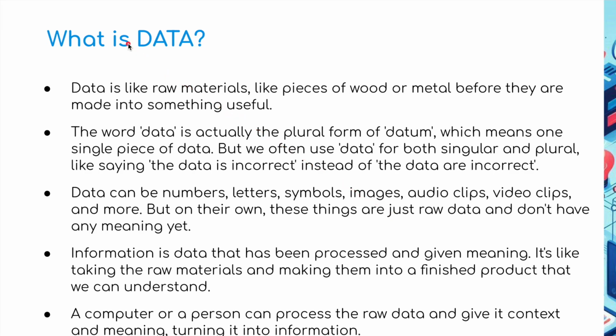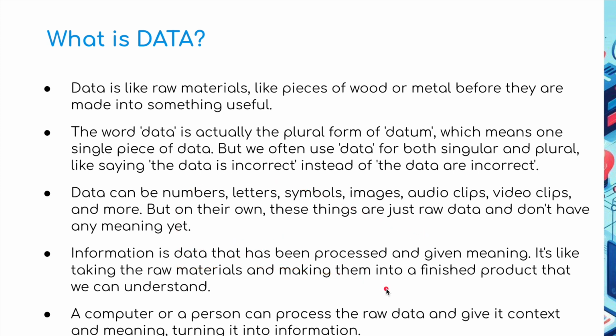So what is data? Let's have a little talk about what is data. Data is like raw materials, like pieces of wood or metal before they are made into something useful. The word data is actually the plural form of datum, which means one single piece of data. But we often use data for both singular and plural, like saying the data is incorrect instead of the data are incorrect. Data can be numbers, letters, symbols, images, audio clips, video clips, and more. But on their own, these things are just raw data and don't have any meaning yet.